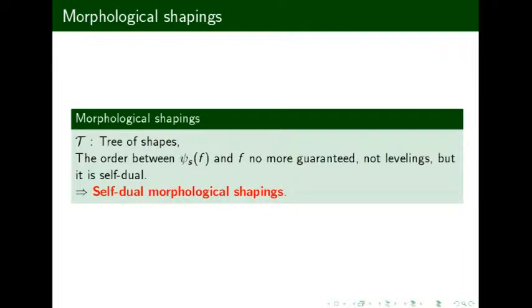And if you work with a tree of shapes, this is a totally new kind of filter, because this filter is autodual, meaning that you process black and white in the same way, and it's self-dual, okay? And it's not a leveling anymore, because you don't guarantee anything before and after, but it's a connected filter, and we call that kind of connected filter morphological shaping, which, I like this word, morphological shaping, it's shape. Well, anyway.